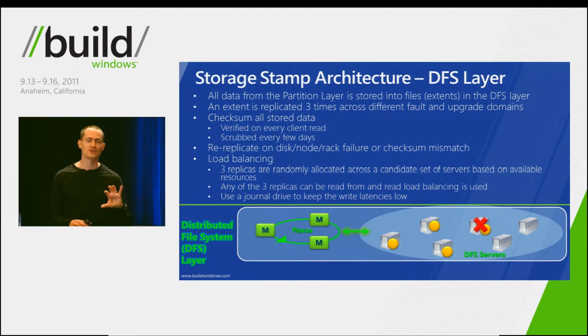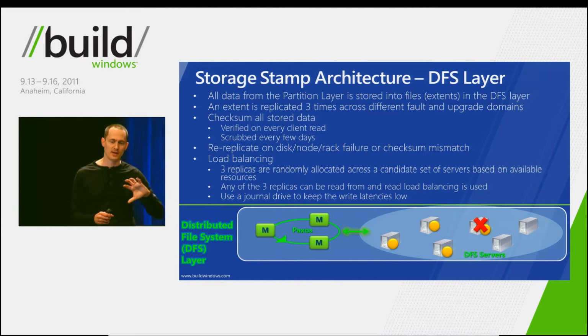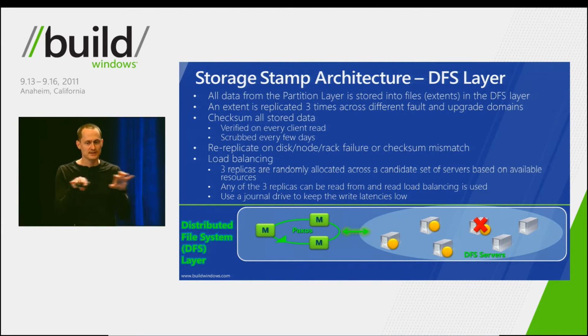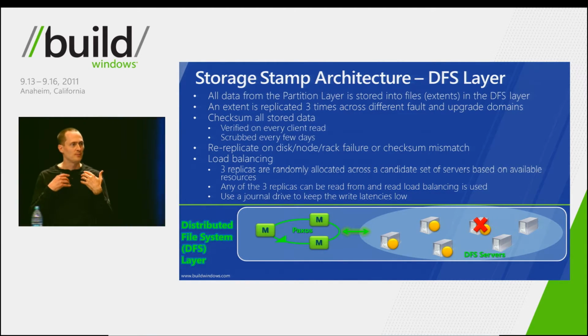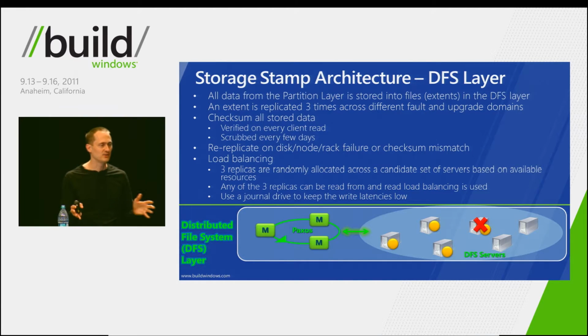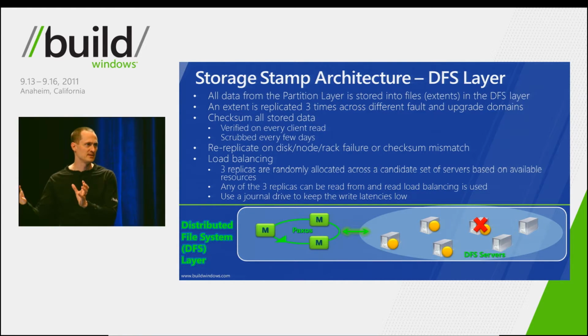Now, one thing I want to touch on briefly, which I don't have a lot of time to go into, is the load balancing done at this layer. There's a few things we do. As I mentioned, when you create a new extent, we replicate it 3 times. And we do a random allocation of those 3 extent replicas across a candidate set of machines that have available resources in the stamp. And we make sure to place those 3 replicas across different fault domains and upgrade domains.